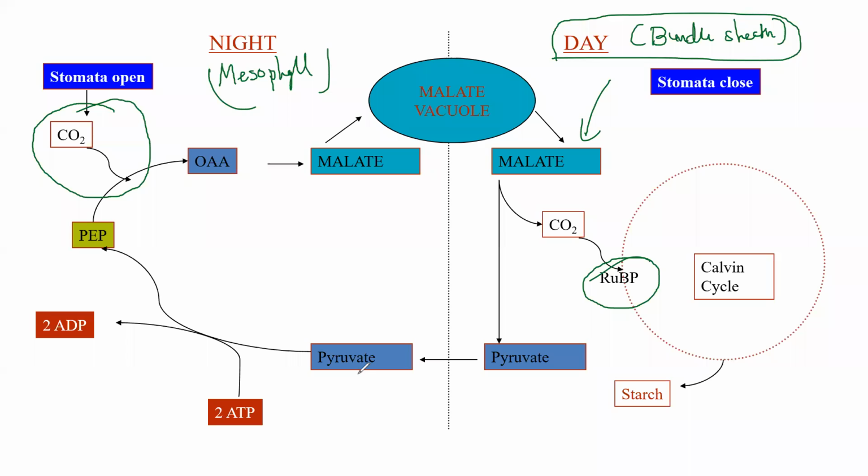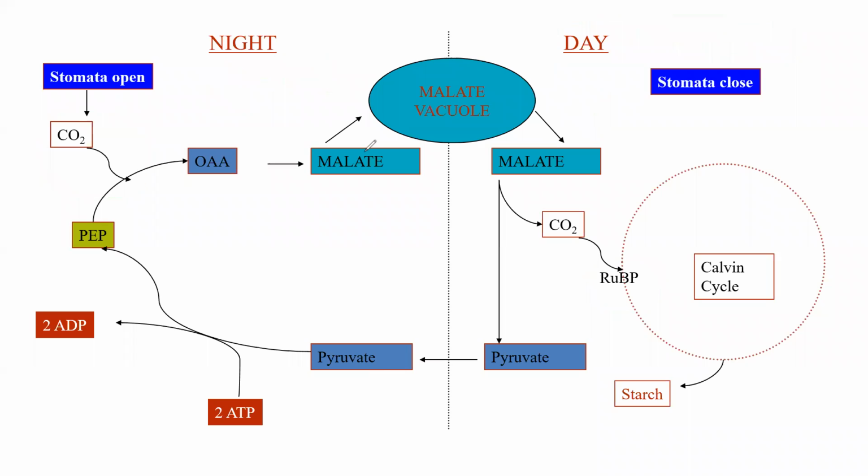So since the cycle is the same, shall I move ahead? Shall I move? You can just write down that in CAM plants, mesophyll is equivalent to night and bundle sheath is equivalent to day. That is sufficient, as you have already taken note of the cycle.